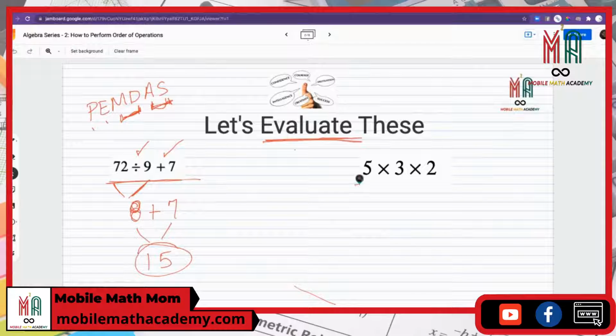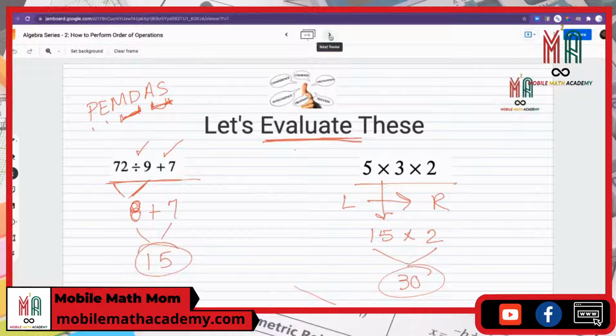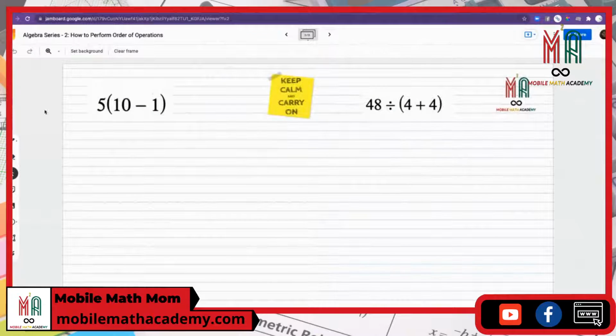In this next problem, we have all multiplication, so we go from left to right and multiply. 5 times 3 is 15, times 2 is 30. All right, let's go to the next one.